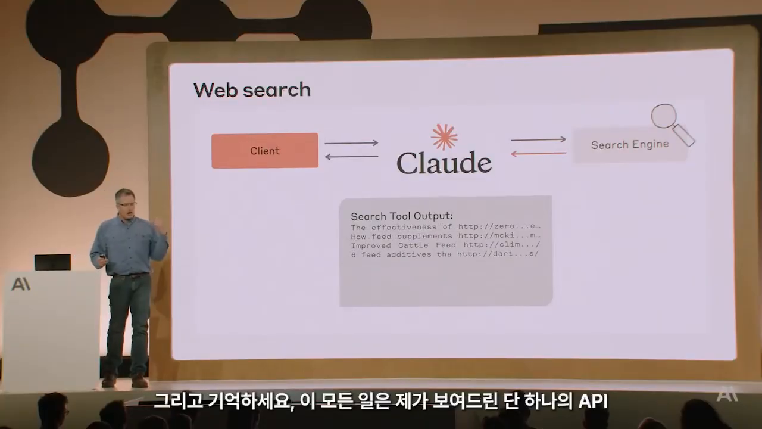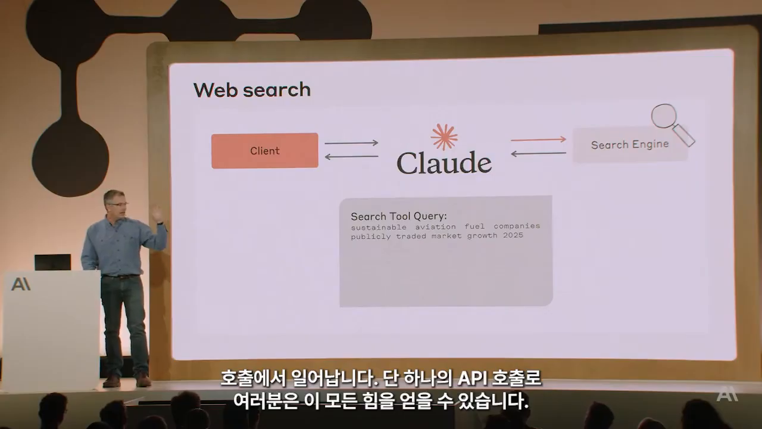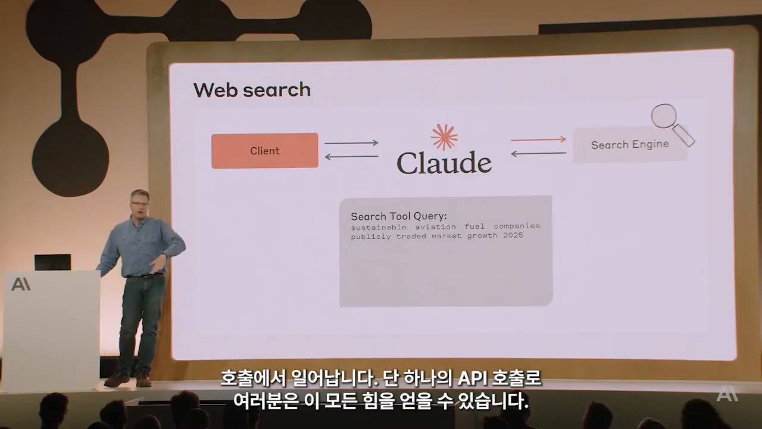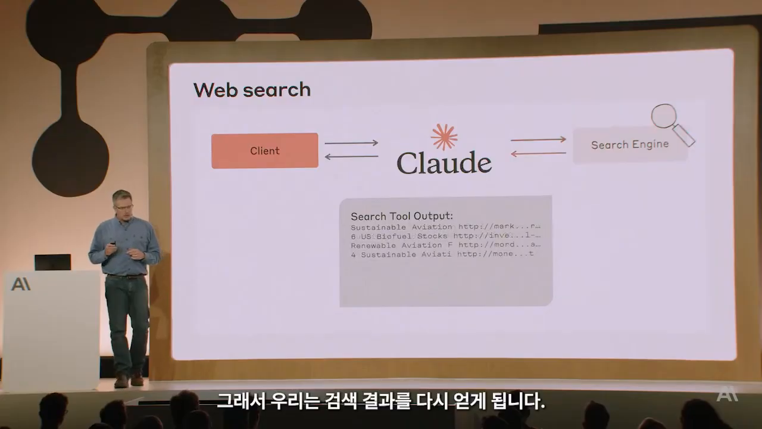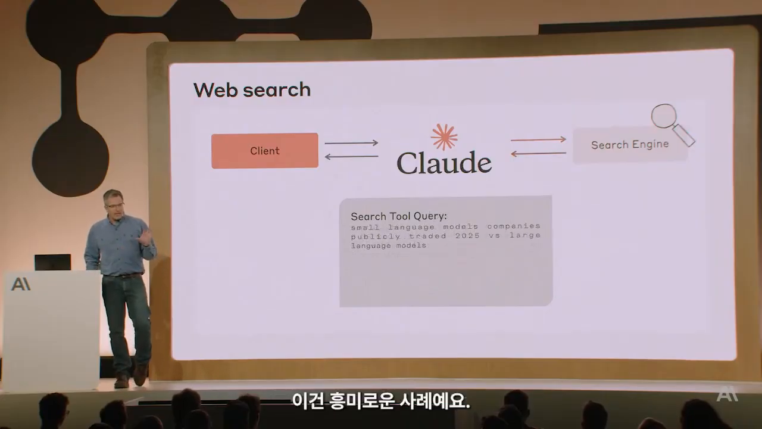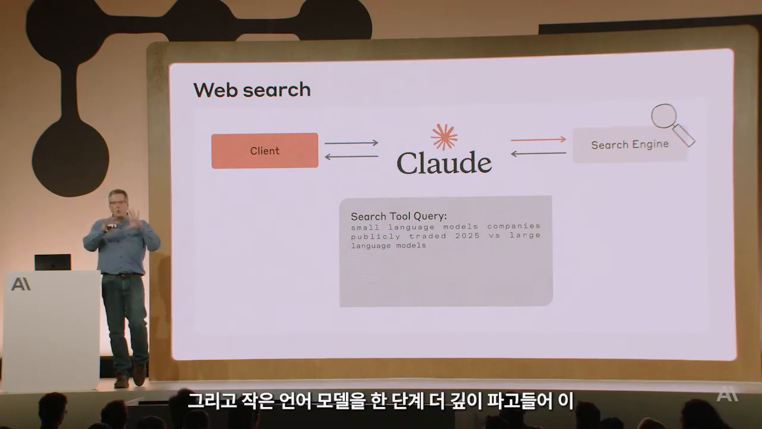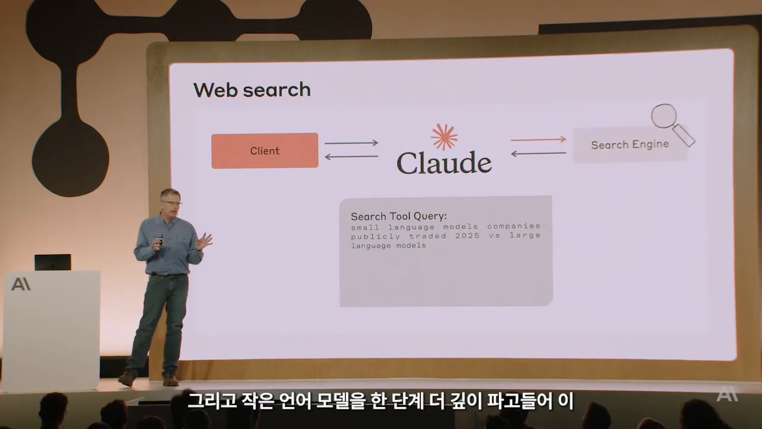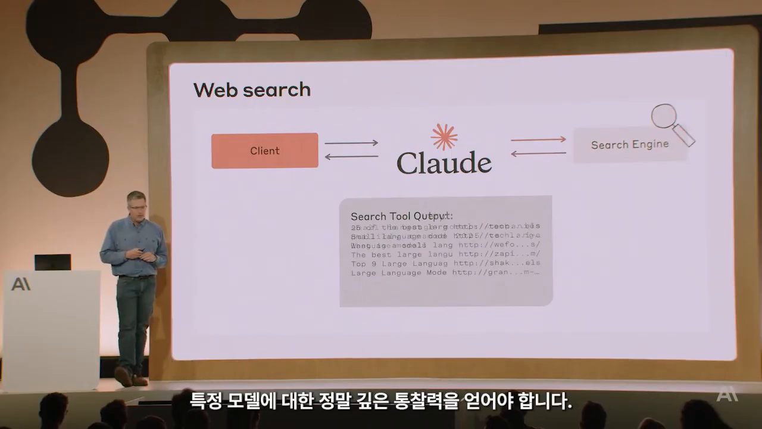And keep in mind, all of these things are happening in that one API call that I showed you. One API call, and you get all of this power. So we get the search results back. And then this is an interesting case. It does this one final search to go one level deeper into the small language models to get a really deep insight into this particular one.